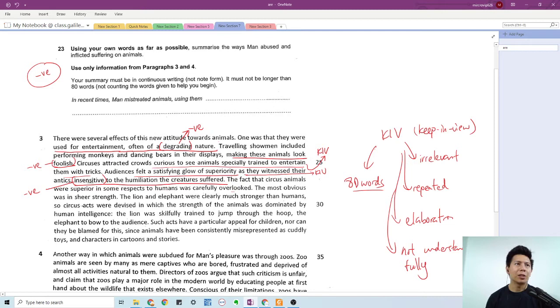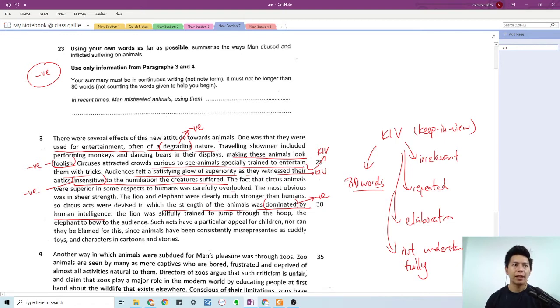The most obvious was in sheer strength. The lion and elephant were much stronger than human beings, so circus acts were devised in which the strength of the animals was dominated by human intelligence. So human beings dominate animals. That is a telling sign. Dominate, is it a good or a bad word? Yeah, it's actually a bad word. To dominate someone, to dominate an animal is negative.